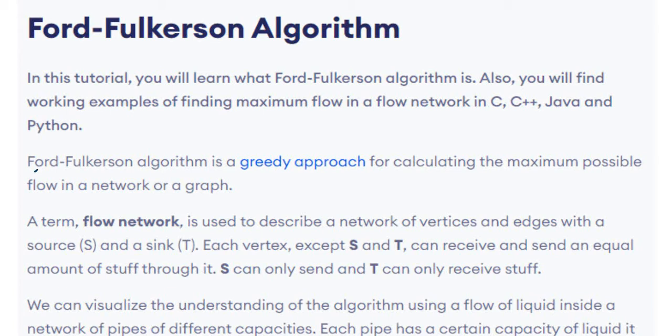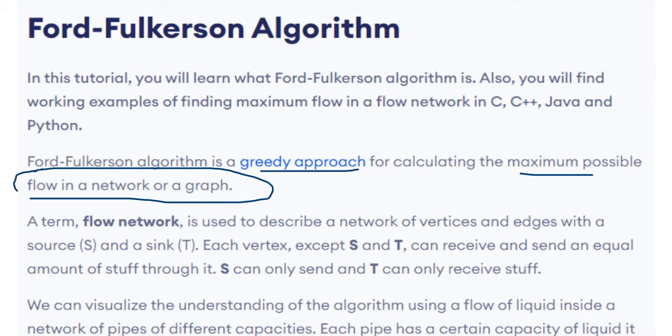The Ford-Fulkerson algorithm is a greedy approach for calculating the maximum possible flow in a network or a graph. As it's already defined here, it is a greedy approach for calculating the maximum possible flow in a network or a graph. So we're calculating the maximum flow possible.